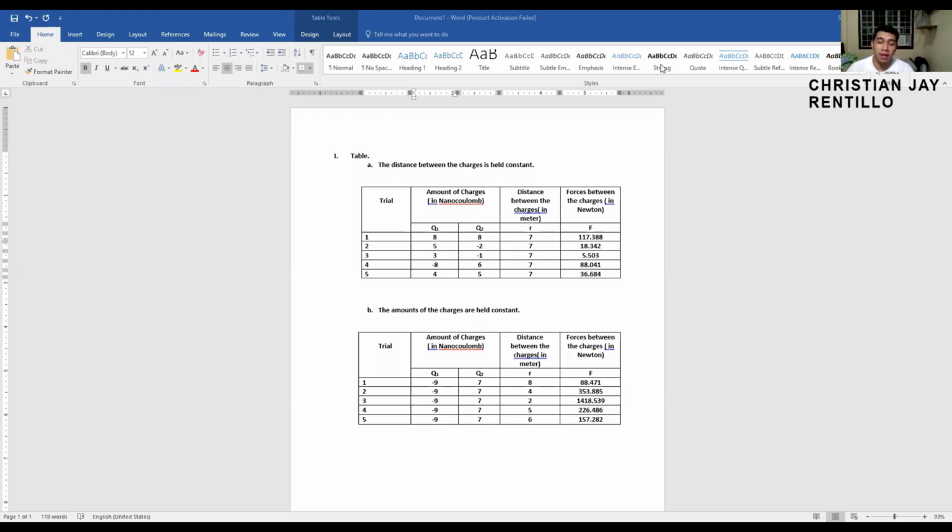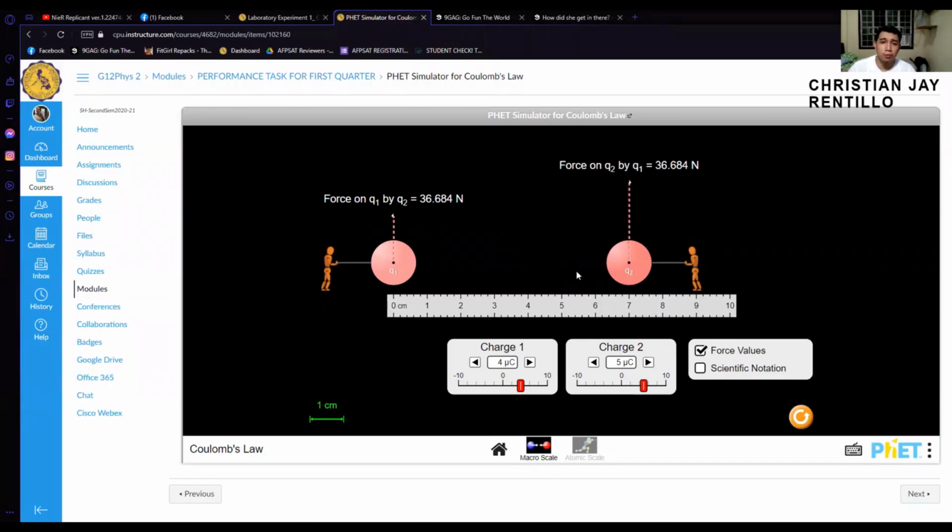constant from numbers 1 through 5, what is now constant is the amount of charges in nanocoulombs, or the charges of Q1 and Q2, and the forces between the charges will now depend on the value of the distance. Now, if we go back to PhET simulator, the charge of Q1 and Q2 will have a constant charge. So for charge 1, we're gonna have a charge of negative 9 and charge 2 at a positive 7.